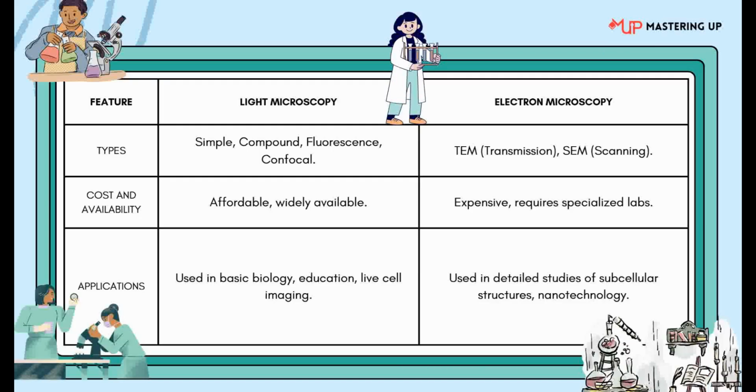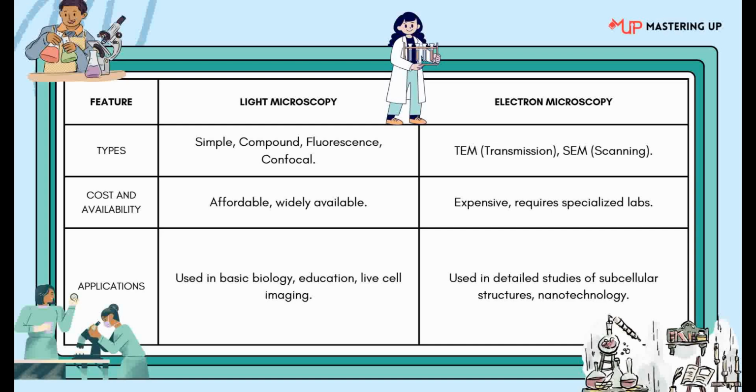Now let's see the different types of light and electron microscopy. The types of light microscopy include bright field microscopy, which is the most basic form of light microscopy, and phase contrast microscopy, fluorescent microscopy, and confocal microscopy. All these types are discussed in detail in the earlier video, and the types of electron microscopy include transmission electron microscopy, scanning electron microscopy, scanning transmission electron microscopy, and cryo-electron microscopy.